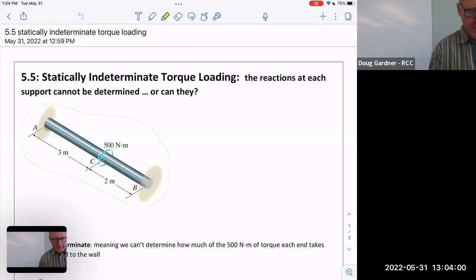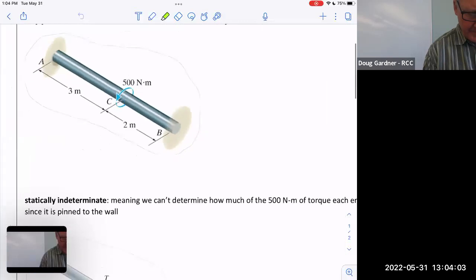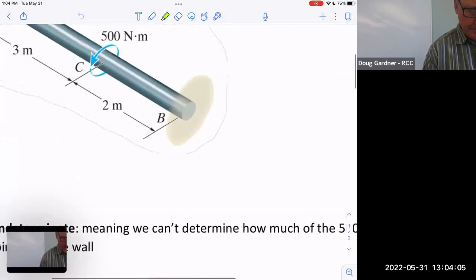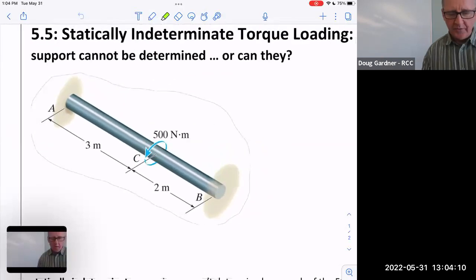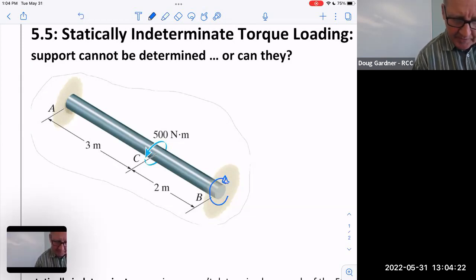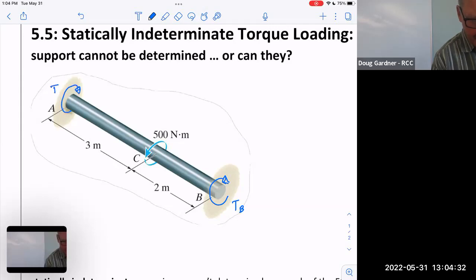So statically indeterminate, remember, means basically this idea that if I come in here and say, okay, this thing is pinned between a couple of walls. Because it's pinned against the wall and I can see that 500 newton meters is coming toward me, then the wall would have to be resisting in the opposite direction. Does that make sense? So that'd be the torque at B in the opposite direction, and the same thing would be true over here. That'd be the torque at A in the opposite direction.